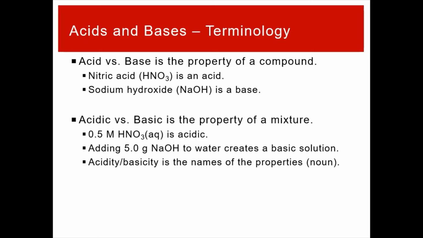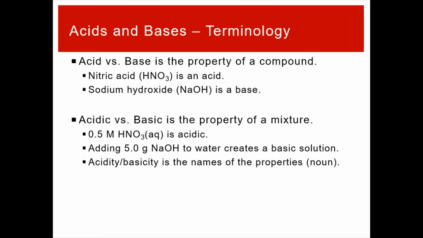So a little bit of terminology that can get a little tricky. When we talk about acids and bases, that is a property of a chemical. So nitric acid has the formula HNO3. That is an acid. It reacts as an acid. Sodium hydroxide, NaOH, is a base. That's a property of a chemical.